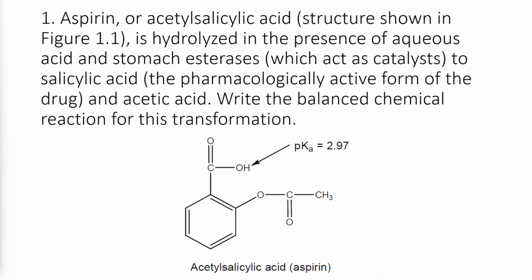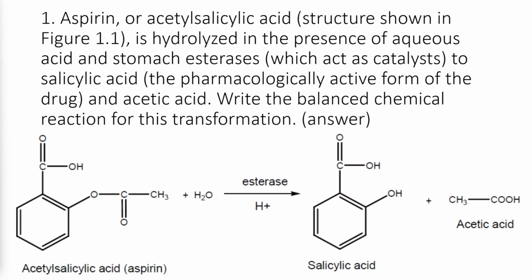So this is a picture of acetylsalicylic acid. It has salicylic acid and acetic acid as part of it. And importantly, this proton is the acidic proton that can dissociate, with a pKa of 2.97, which you'll need later. So rather than ask anyone to draw this here, here it is. On the left, you have your aspirin, your acetylsalicylic acid, plus water in the presence of esterases and aqueous acid gives you salicylic acid plus acetic acid.